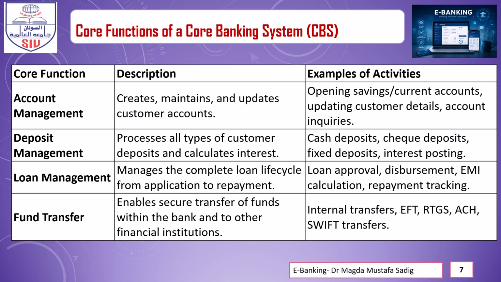The third function is loan management. Loans represent one of the major income-generating activities of banks. The core banking system manages every stage of the loan process. It records loan applications. It assists in evaluating the customer's eligibility. It calculates repayment schedules and interest amounts. It monitors outstanding balances. It records every repayment made by the customer.